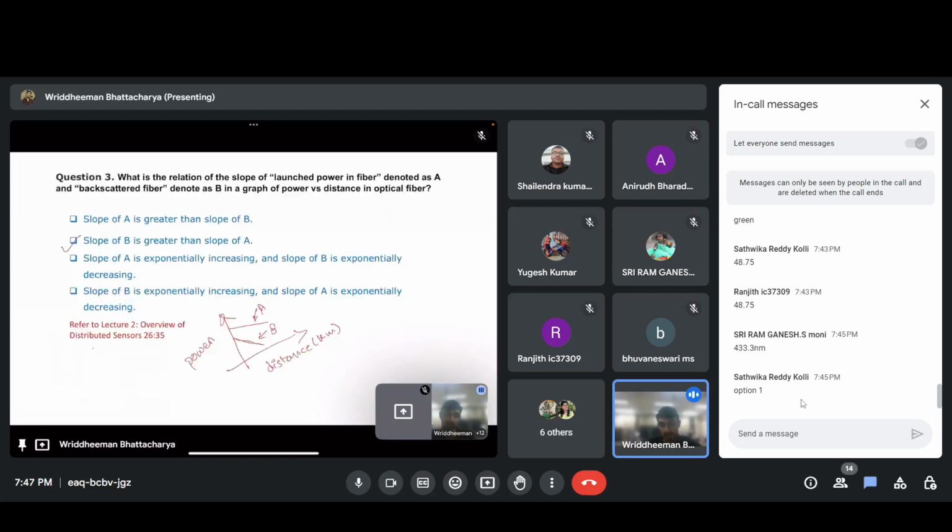This question was not answered by anyone. Is anyone having any doubt on this one? Like how it's coming? What is the relation of the slope of the launched power in the fiber, denoted as A, and backscattered fiber denoted as B, in the graph of power versus distance in optical fiber? Did you guys understand how it's coming? As I've also mentioned the timestamp, you can just once refer to that part of the video.